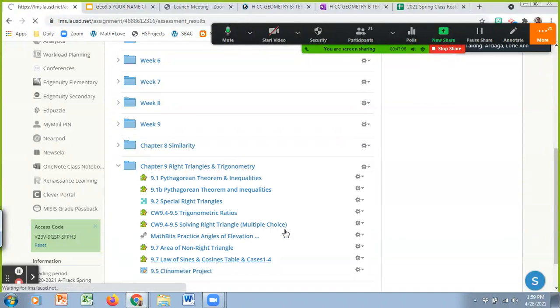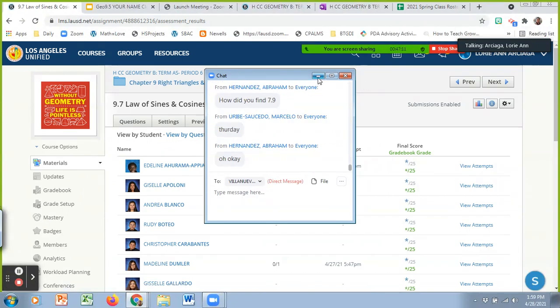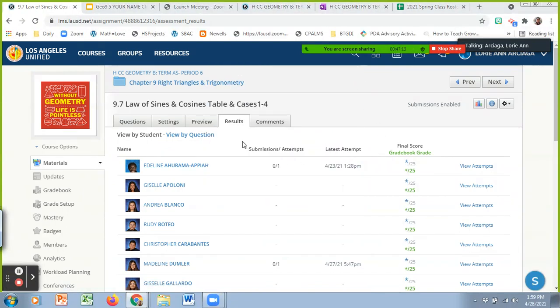There's one table there that I think you need to copy because it summarizes law of sines and law of cosines very well.